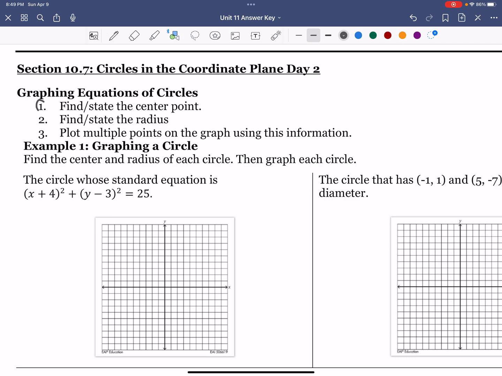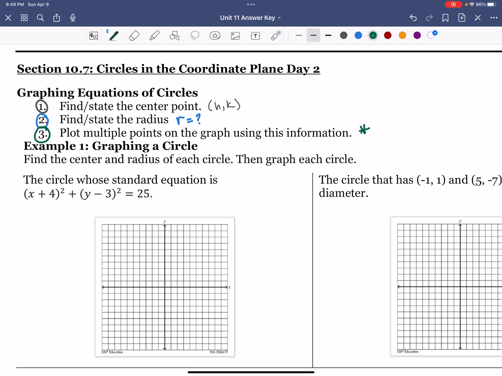The first step here is find and state the center point. So I need to find and state my H, K. The second part here is I need to find in my equation and state the radius. So I'm going to find the radius. And then my third part is going to be actually plotting multiple points on the graph.